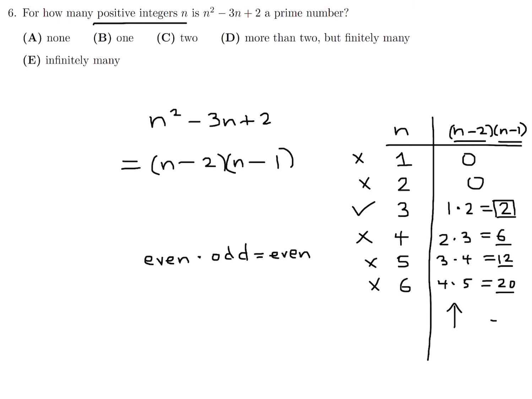And therefore, since it's always going to be even, you're never going to get a prime number, because all prime numbers are odd, except one, and that is 2. 2 is the only prime number that is even. And that's a very important concept, and they make quite a few exam questions about that, based on the fact that 2 is the only even prime number. So in this case, the only value of n that gave us a prime number for this expression was n equal to 3. So that means there's only one possible n, and that means the answer is B.